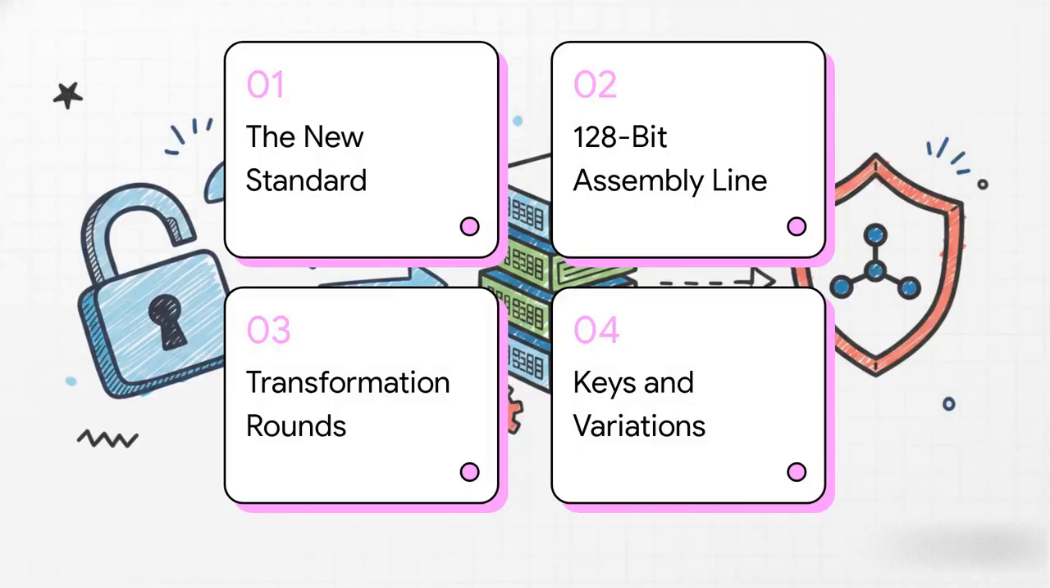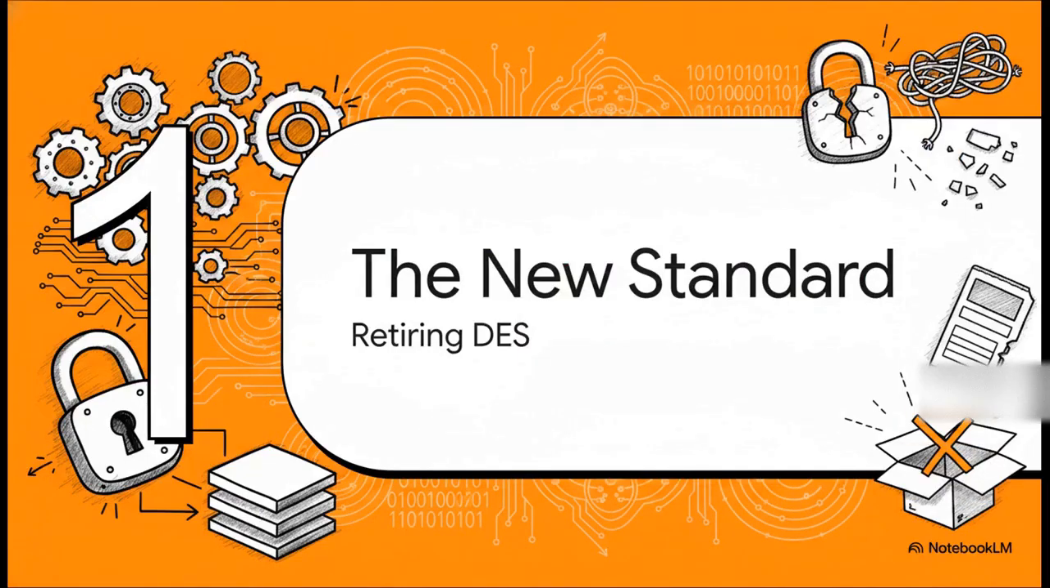Okay, to make this whole complex process super easy to grasp, we've broken our factory tour down into 4 simple sections. First, we'll meet the new standard. Second, we'll check out the 128-bit assembly line. Third, we'll dive into the transformation rounds. And finally, we'll wrap up with keys, sizes, and variations. All right, let's jump right into Section 1.